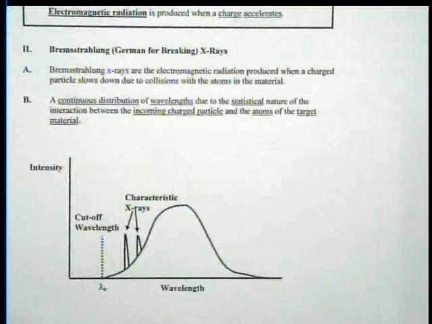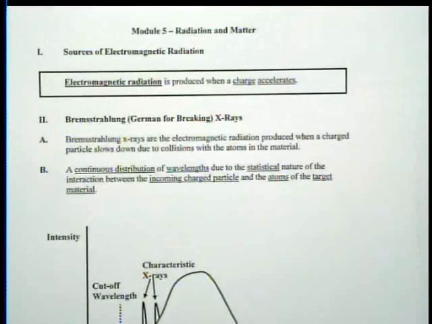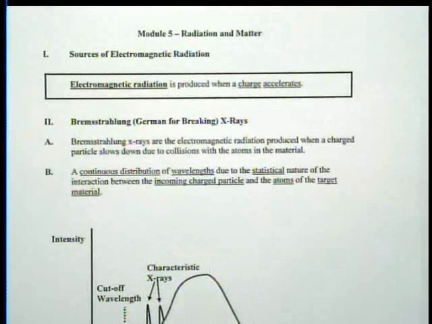So, sources of electromagnetic radiation. Physics 2, which you should know by now already. Electromagnetic radiation is produced when a charge accelerates. You take a charge.